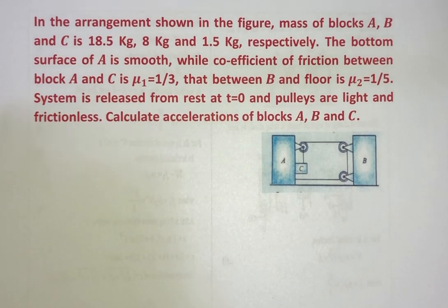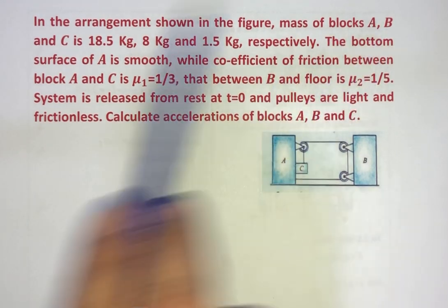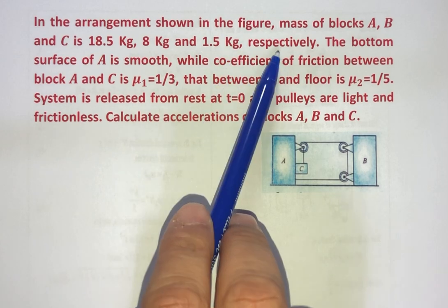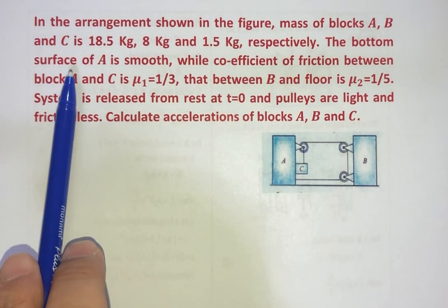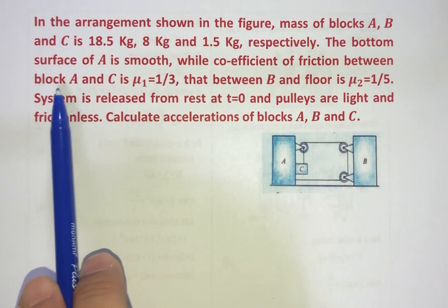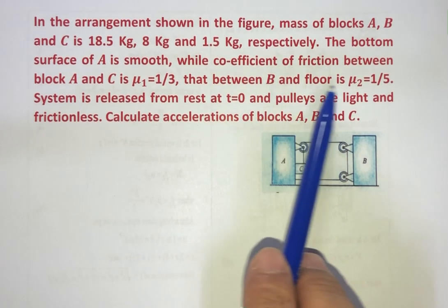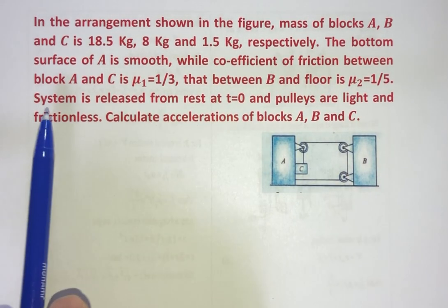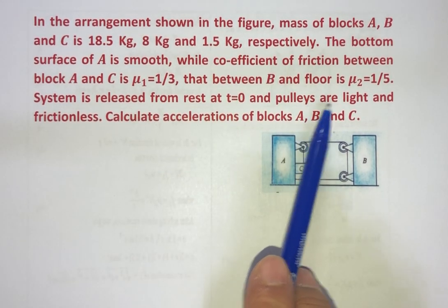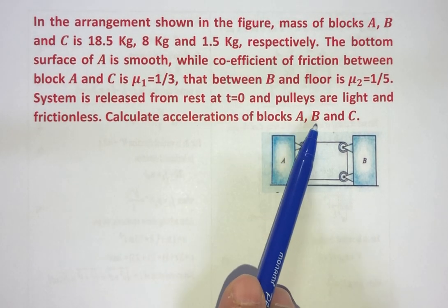Hello friends, so in today's question, in the arrangement shown in the figure, the masses of blocks A, B, C are 18.5 kg, 8 kg and 1.5 kg respectively. The bottom surface of A is smooth, while the coefficient of friction between block A and C is mu1 = 1/3 and between B and the floor is mu2 = 1/5. The system is released from rest at t = 0 and the pulleys are light and frictionless. Calculate the accelerations of blocks A, B and C.